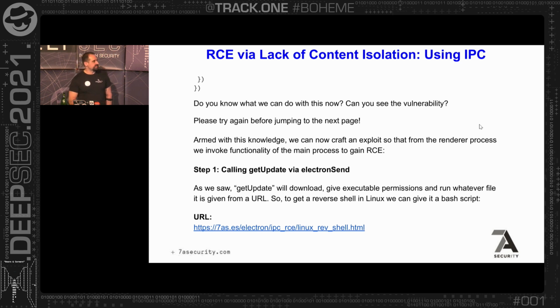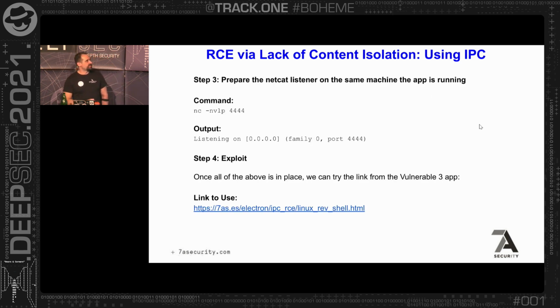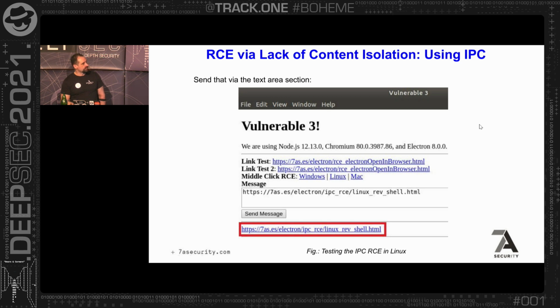We just send a user this link, which will be opened inside of an Electron window, and from there it's going to be game over. This is the reverse shell. It's just a typical Linux reverse shell one-liner. So from a terminal, we need to run netcat, and then when the user clicks on the link, we will get, so it will look something like this.